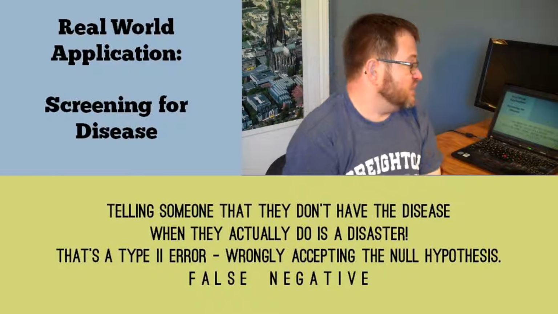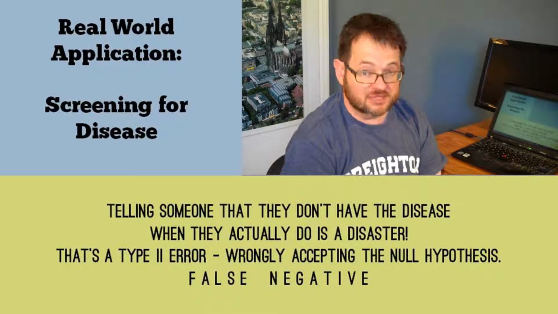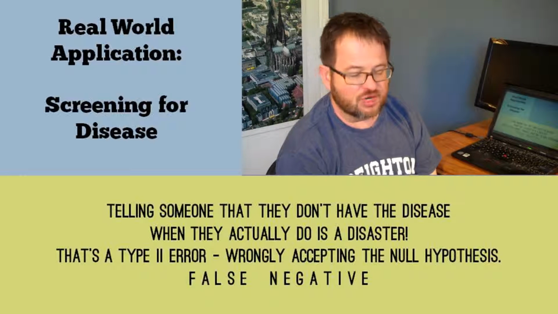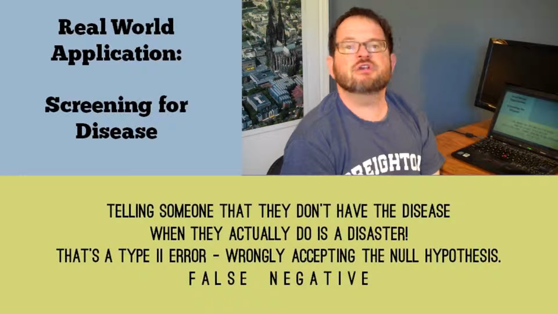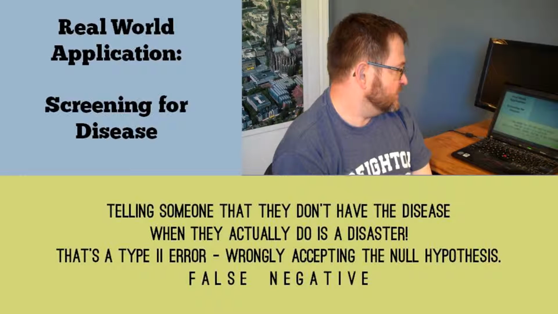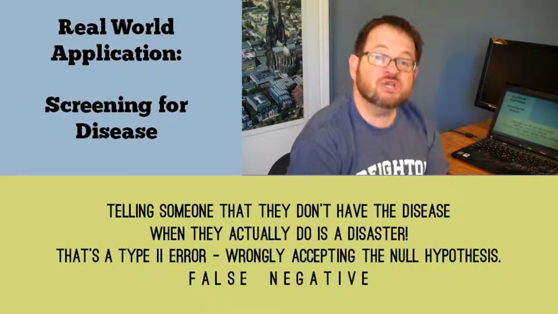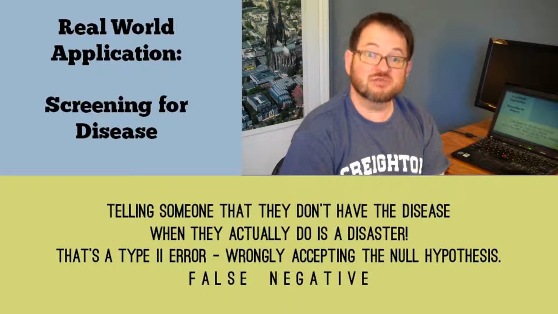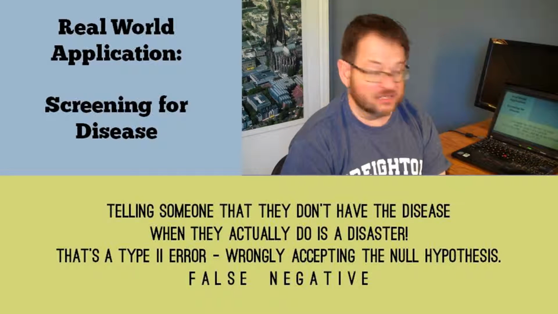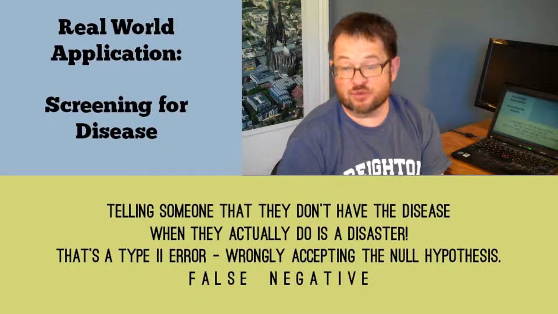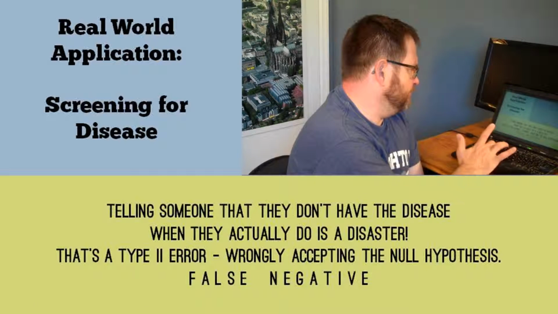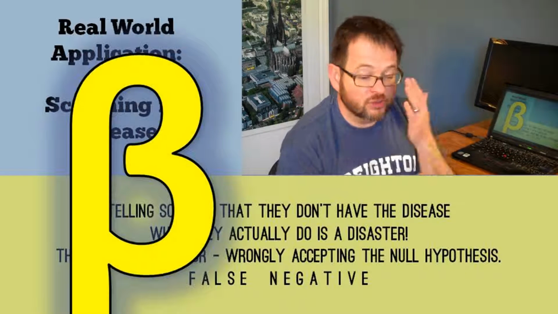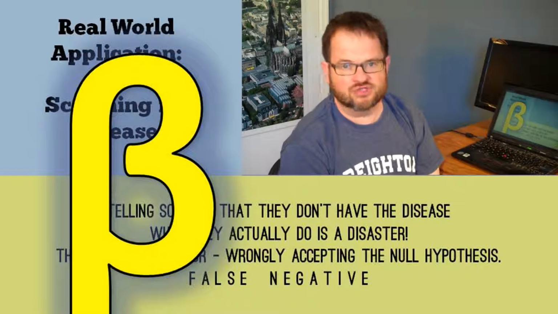On the other hand, telling someone that they don't have the disease when they really do, that's a disaster too. You do not want people going around, you've tested for some rare but serious disease, and you tell them, oh, you're fine, when they actually have it. That's a type 2 error. You have wrongly accepted the null hypothesis. The null hypothesis was that the person was healthy, and you accepted it, but that's not right. That is an example, of course, of a false negative. And it occurs with some finite probability beta. There is some real chance your test is going to give the wrong result.